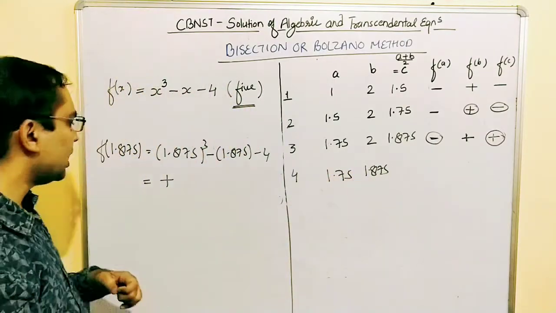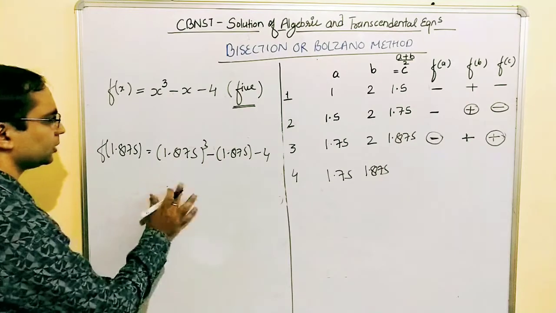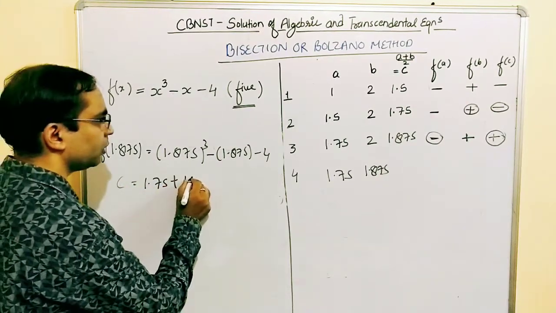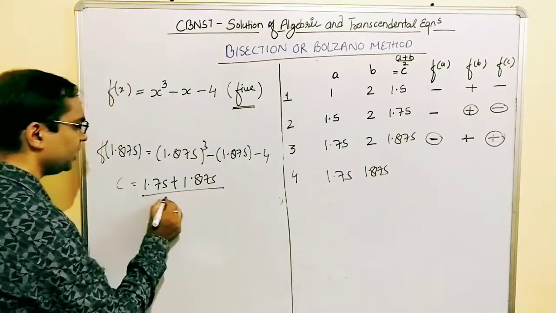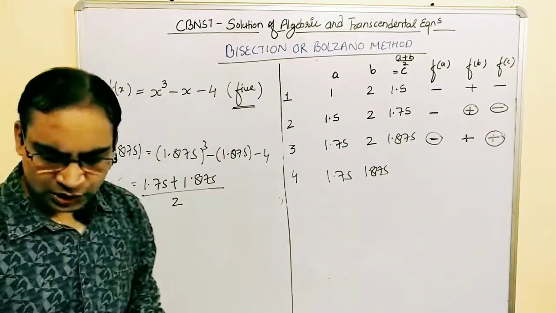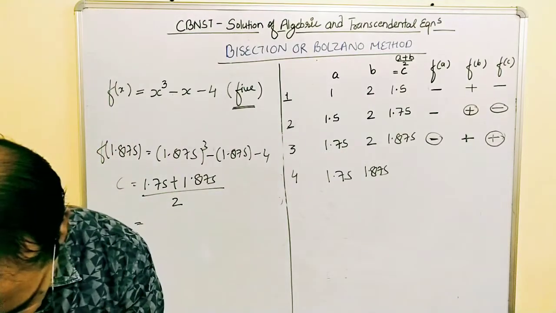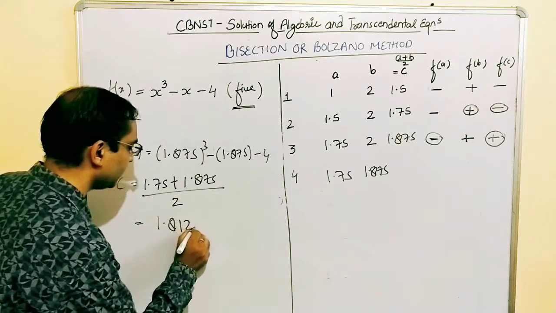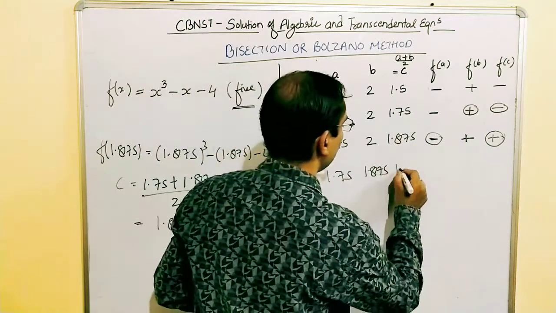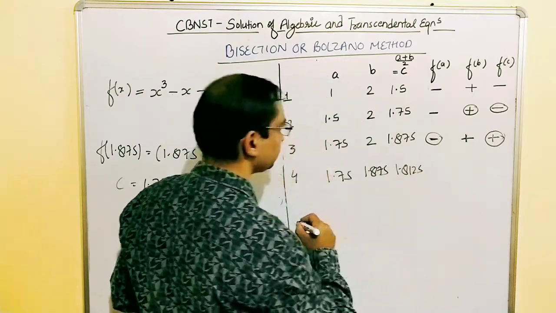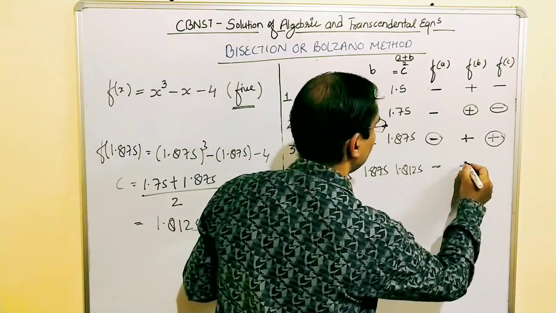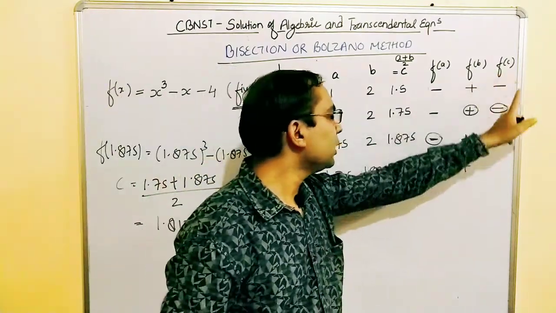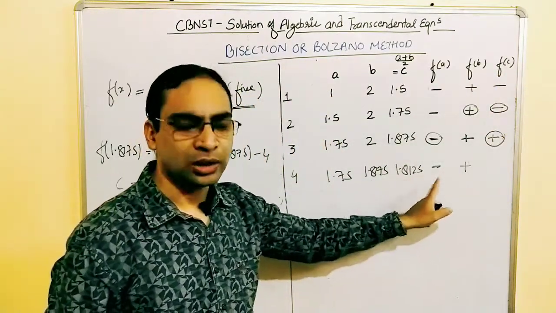So let's see what our new C is. The new C is 1.75 plus 1.875 divided by 2. Let me see what this comes to. In this case it comes to 1.8125. So the new C is 1.8125. Now let me check the function's value at this new value, 1.8125.